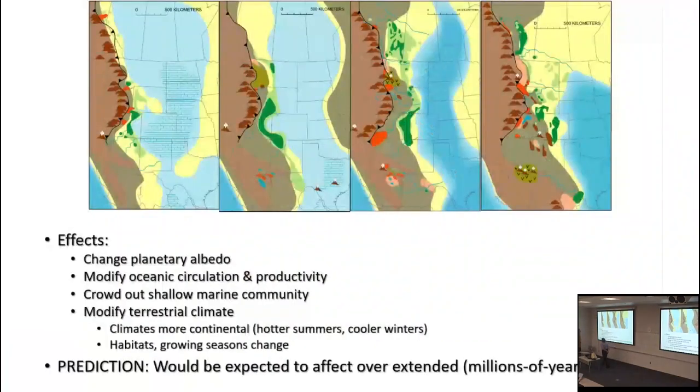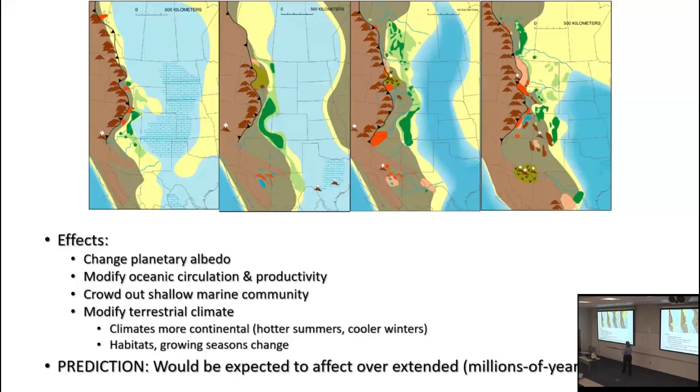Why would these changes matter? Well, for one thing, it's going to change planetary climates. Because one big factor in generating a climate is what we call albedo, or reflectivity. And so it's changing the parts of the surface of the Earth that are absorbing heat versus reflecting heat. It's going to modify ocean circulation and ocean productivity. So we go from a world where there are these basins full of very warm water that are contributing to the global flow of water and nutrients, to one where we don't have those.